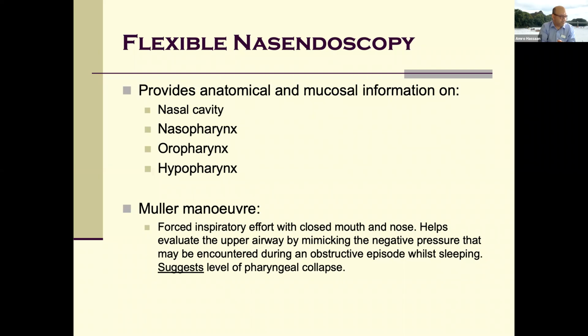That's the hypopharynx. You can do a Muller's maneuver while you've got the camera in. That's basically a person blocking their nose and sucking in hard. By doing that, we increase the negativity within the pharynx and we see which bit of it collapses. As you can see, I've underlined "suggests" level of collapse, because research has shown that it's actually not that indicative of obstructive sleep apnea or even the level of collapse. But it's a tool. I personally don't use it anymore.